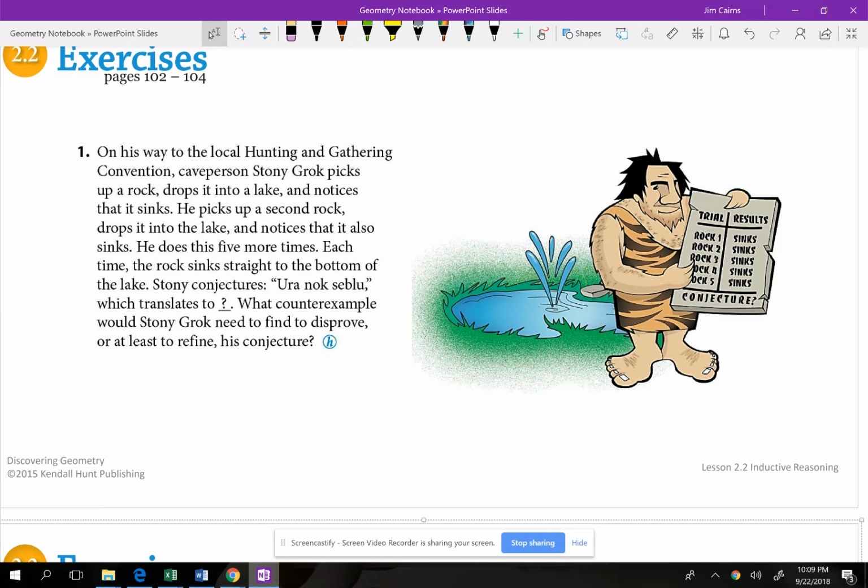Well, if his conjecture is all rocks sink, then perhaps he would need to look at certain kinds of rocks that happen to be lighter or more flat, or shaped more like a boat, hollowed out inside. There are certain kinds of rocks in certain shapes that could potentially not sink. And so maybe he would need to be more specific about what kinds of rocks would always sink.